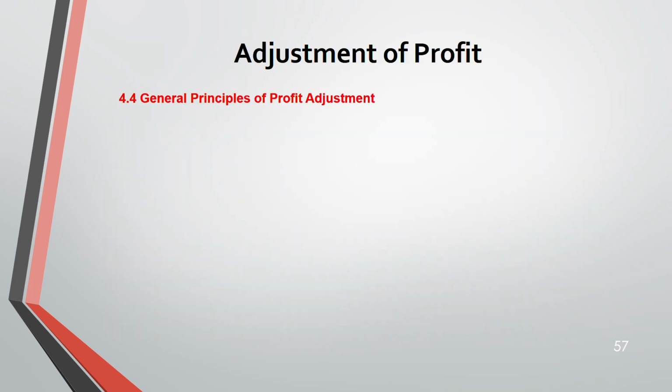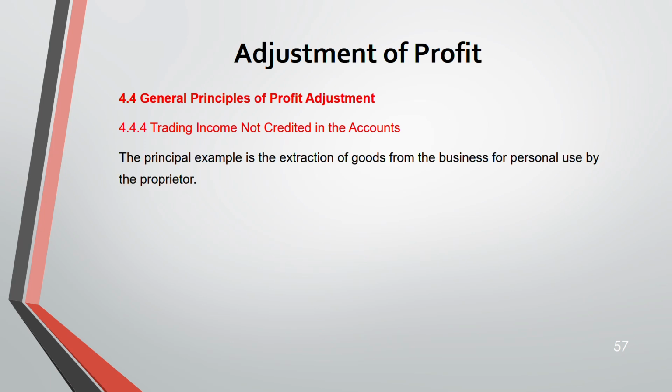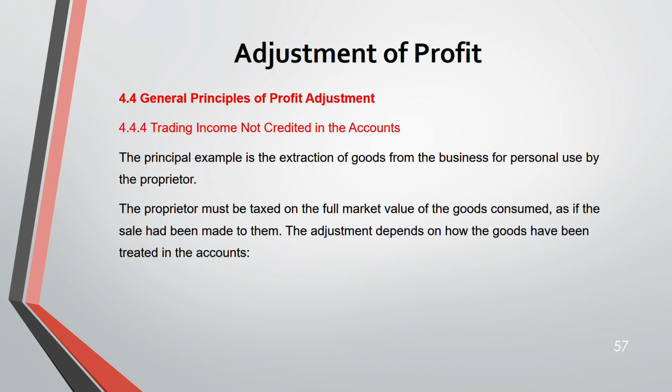Now the fourth category, trading income, but you have not credited them in the accounts. So the principal example is the extraction of goods from the business for personal use by the sole trader. Okay, the proprietor must be taxed on the full market value of the goods consumed, as if the sale had been made to them. So even if it is the sole trader himself taking goods for personal use from the business, he has to be taxed on the full market value, as if it was sold to him.